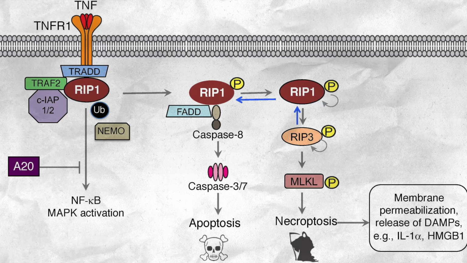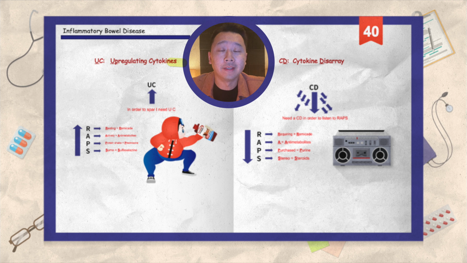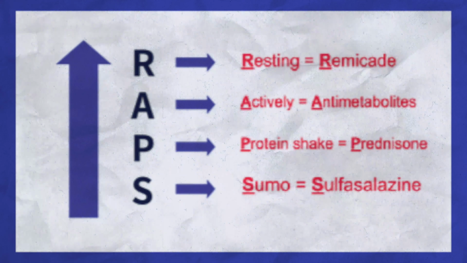In terms of ulcerative colitis, the U can be seen as up, or upregulating cytokines. The U also stands for a top-bottom approach. In order for us to memorize these specific acronyms of drugs in the pharmacotherapy in ulcerative colitis, we can think about a sumo wrestler drinking his protein shake actively while he's actively resting. The S stands for sulfasalazine, P stands for prednisone, A stands for antimetabolite, and R stands for Remicade.